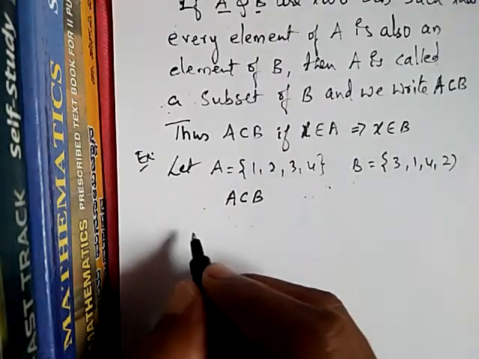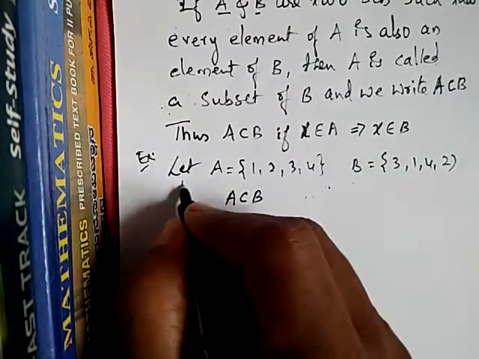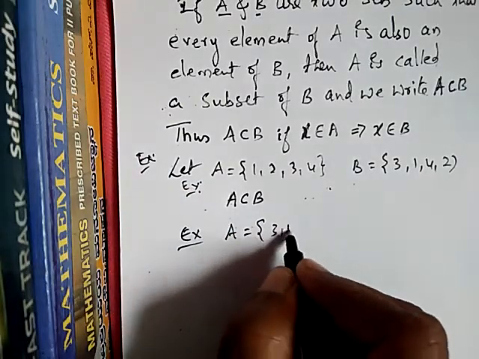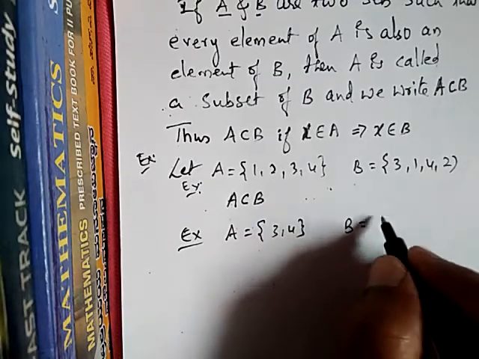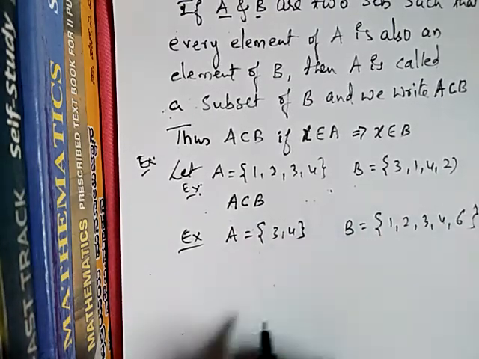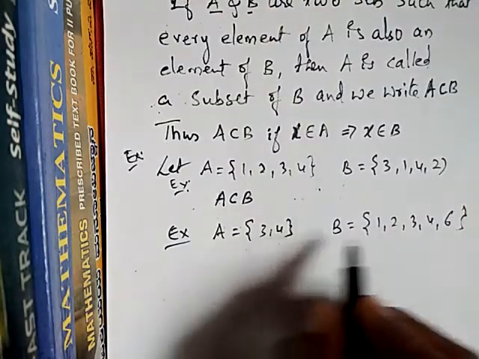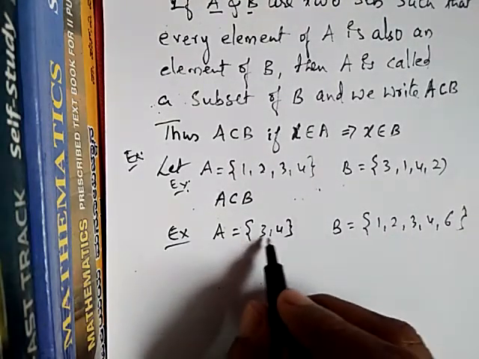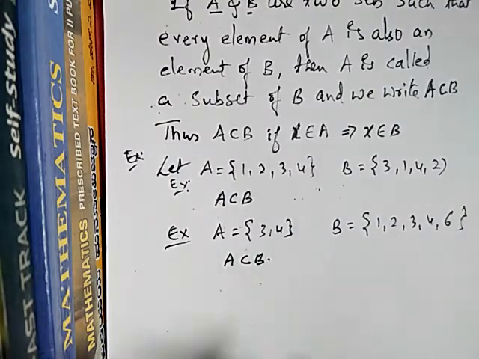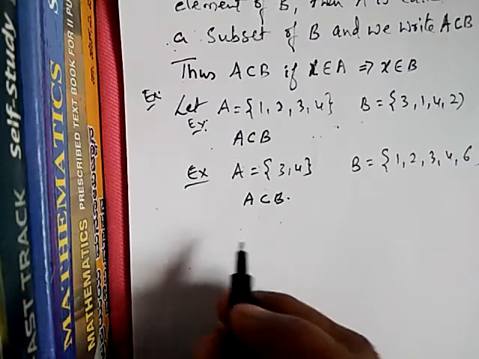One more example you can consider here. A is equal to {3, 4} and b is equal to {1, 2, 3, 4, 6}. Now see here, 3 is there, yes. Each and every element of a should be in b, then only you can say that a is a subset of b.